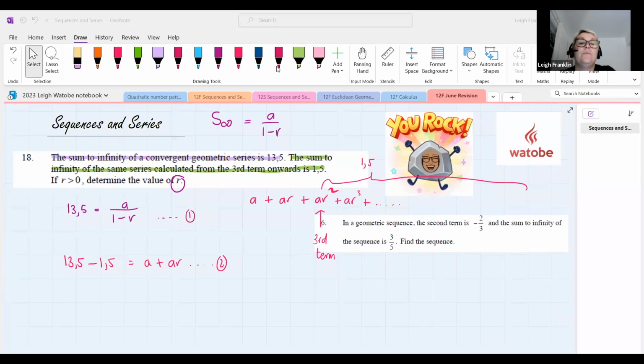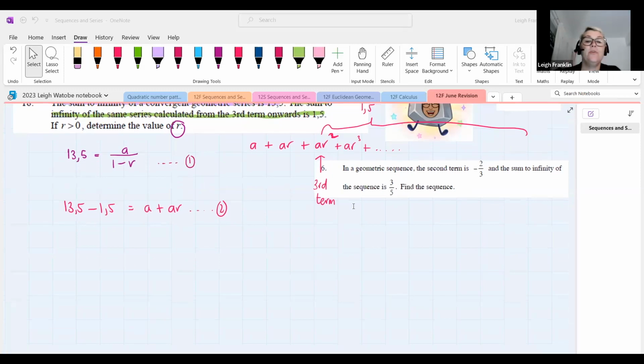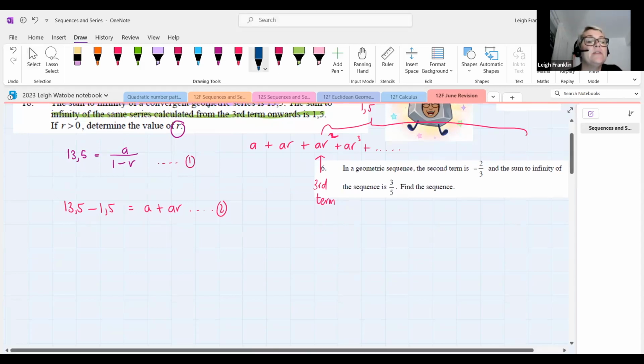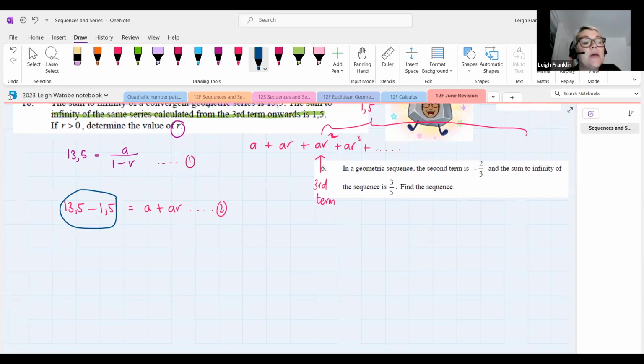Nice. That's it, Kaklia Hall. Good job. Okay, so the easiest way to have done this, matrix, well done to those of you that sent answers through, is you would have taken 1.5 away from 13.5 and you would have ended up with 12. Then you can take A out as the highest common factor and you'd have 1 plus R. And then the best thing to do here is make A the subject of the formula. So A would be equal to 12 over 1 plus R.